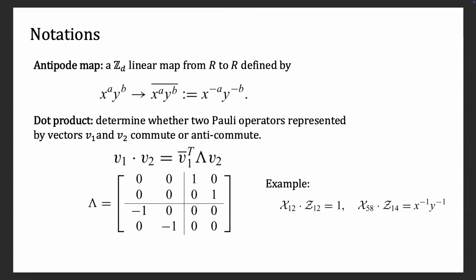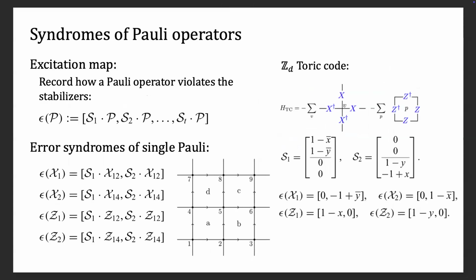Due to the time limit, let me ignore some technical detail and go to the final result. Here we can represent the toric code with some stabilizers, and the stabilizers with polynomials. So this S1 means I have the Pauli X here and X dagger here. So this is X and X bar, where X bar means moving to the left. And similarly, this 1 minus Y corresponds to the Pauli X in the minus Y direction, like this.